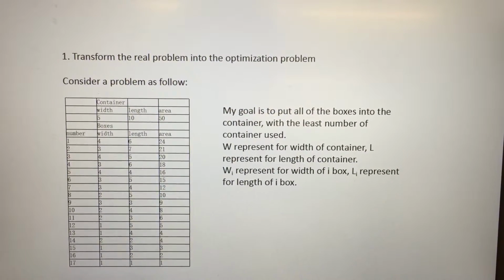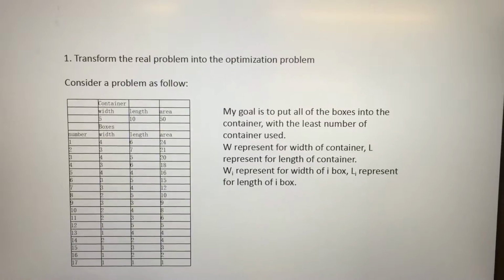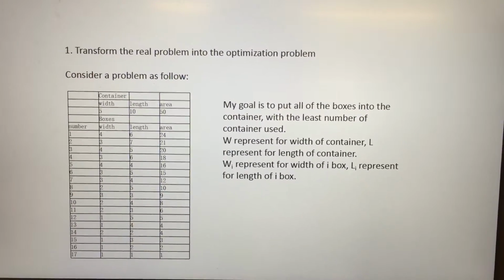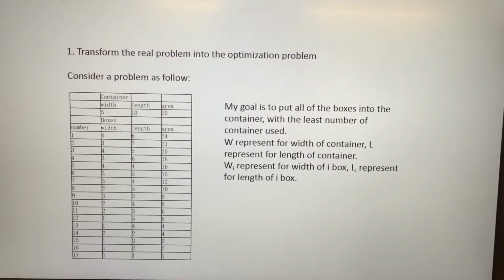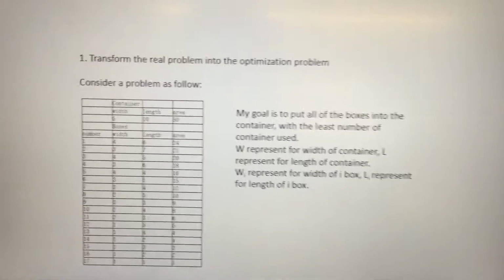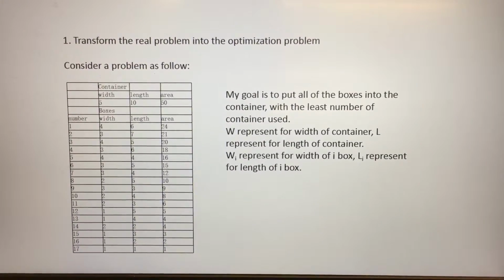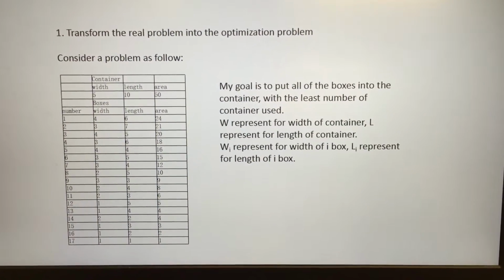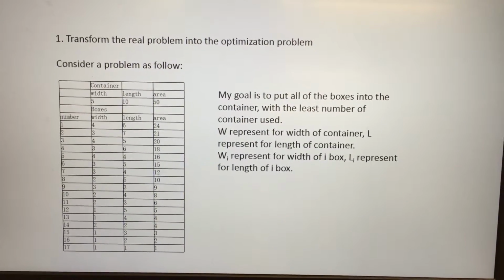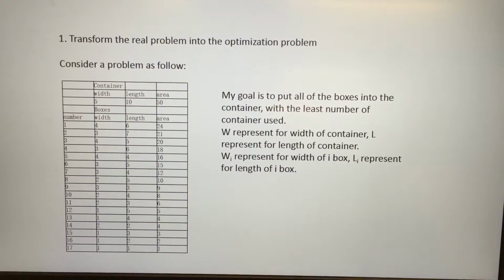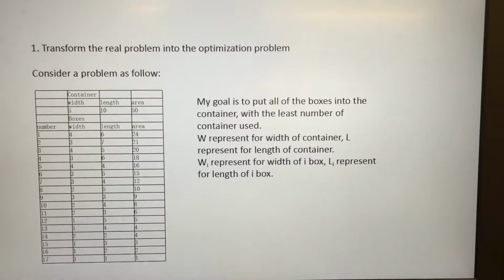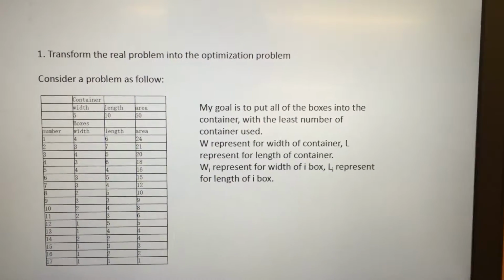And the first part of my report is to transform the real problem into an optimization problem, which means I need to have a problem with real numbers. So I consider a problem as follows: I have a container with width 5 and length 10, and I set up 17 boxes, from 1 to 17, each with its own width and length, and my goal is to put all of the boxes into the container using the least number of containers.